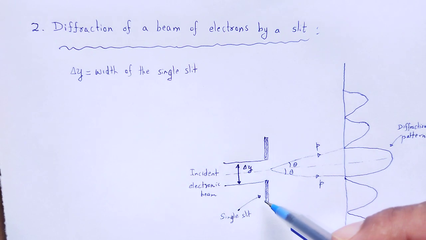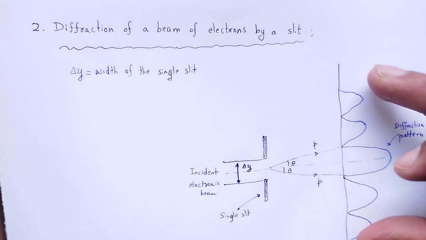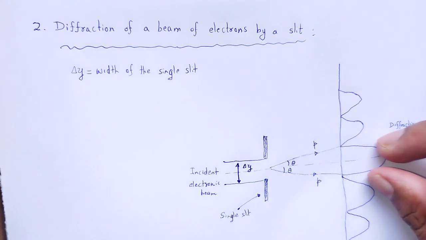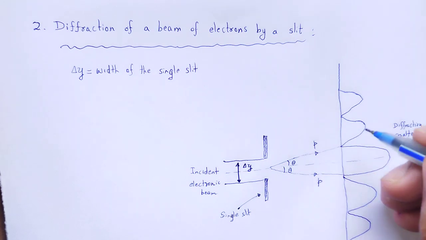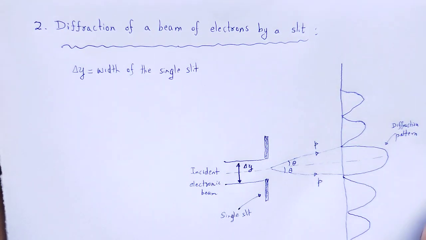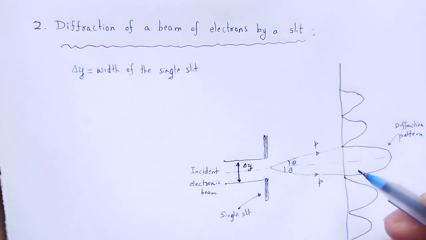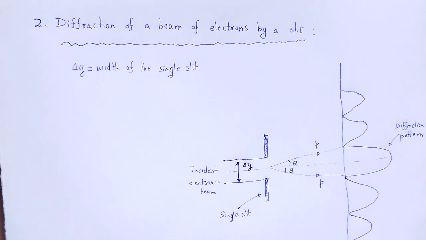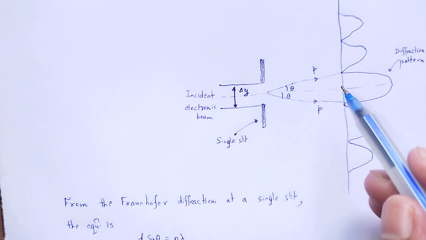This is a single slit, and electron beams are incident through it, and we see the diffraction pattern on the screen. The diffraction pattern has the central maxima, then minima: this is the first minima, second minima, like this. Delta y is the width of the slit, from the diffraction at a single slit.